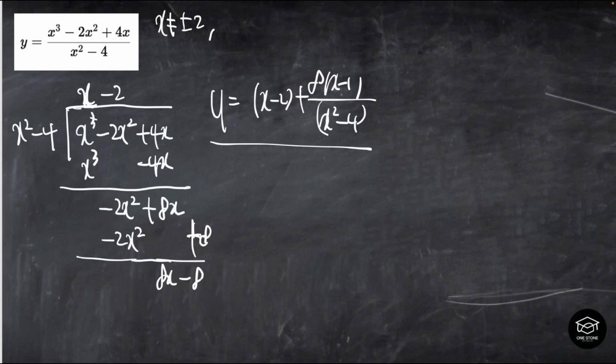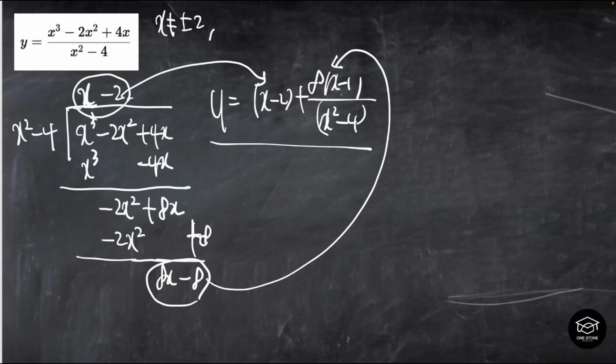Next, we simplify the function using polynomial division. If we divide the numerator by the denominator, we get y equals x minus 2 plus 8 times the quantity x minus 1 over x squared minus 4. This simplified form will make it easier to differentiate and analyze the graph.